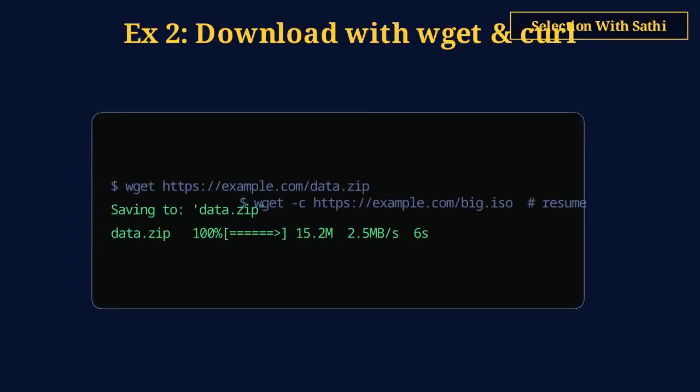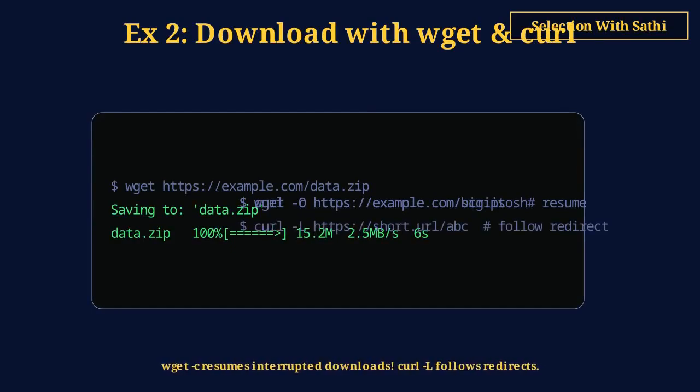Second example: copy files with SCP. Upload: scp app.tar.gz deploy@server:/opt/releases. This copies the local file to the remote server over encrypted SSH. Download: scp deploy@server:/var/log/app.log ./logs. For an entire directory, add -r: scp -r project deploy@server:/opt.